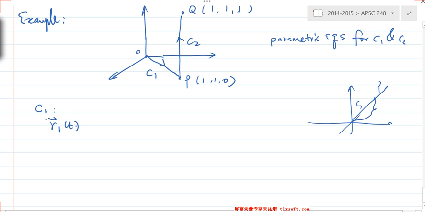Okay, so R1 of t. R1 of t has x of t, y of t, z of t. Let's start with the easy one here. What is z of t? 0. Good, right? So k hat. Then what about the y of t?